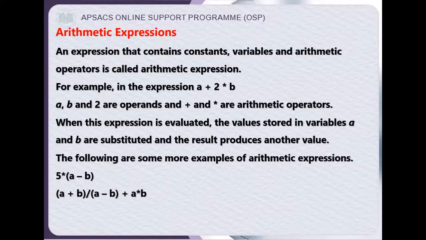5 multiplied by bracket a minus b, bracket a plus b divided by bracket a minus b plus a asterisk b, so multiplication. 3 multiplied by a plus a minus b plus b plus c divided by 2.